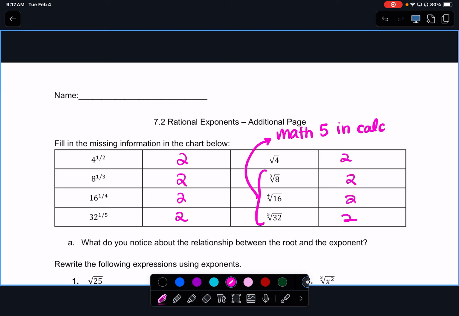Okay, so now that we have talked a little bit about this, we're going to actually practice going back and forth between them. Okay?